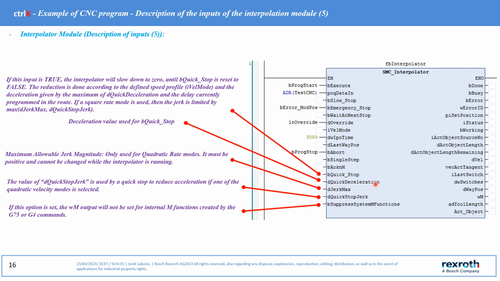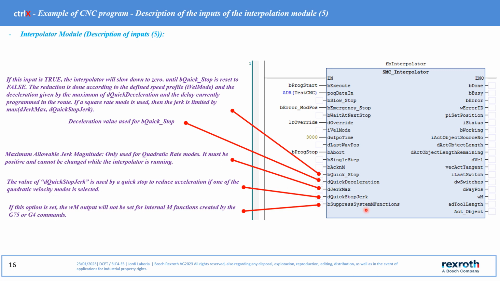D kick deceleration. Deceleration value used for B kick stop. D jerk max. Maximum allowable jerk magnitude. Only used for quadratic rate modes. It must be positive and cannot be changed while the interpolator is running. D kick stop jerk. The value of D kick stop jerk is used by a kick stop to reduce acceleration if one of the quadratic velocity modes is selected.